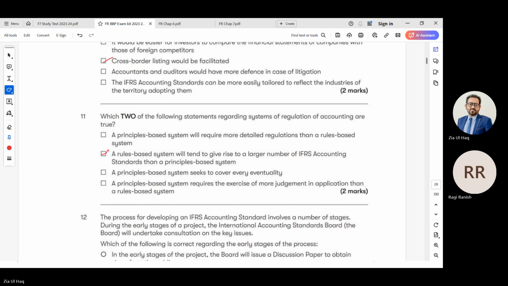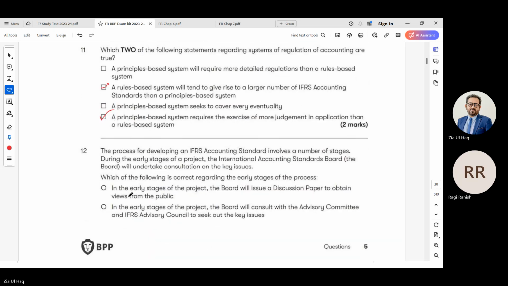No. A principle-based system requires the exercise of more judgment in application than a rule-based system. Yes, judgment will be applied by providing justification. Number 12.